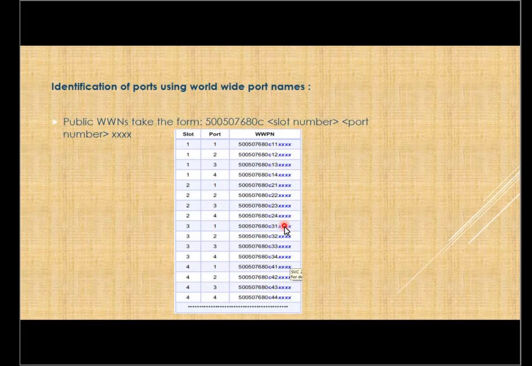So just after looking at the WWN of the ports, we can clearly identify which slot and port it belongs to. Whenever you know the WWNs of the ports and you want to identify which slot and port that WWN belongs to, you can identify it using this.